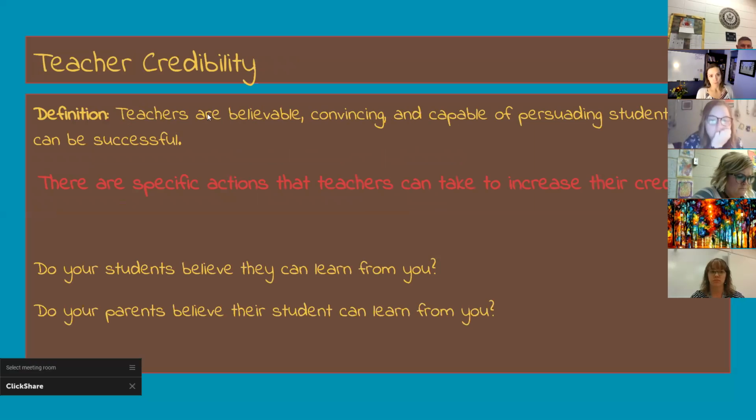Okay, teacher credibility. If any of you are familiar with the distance learning playbook, the work of Fisher, Fry, and Hattie, it really emphasizes teacher credibility as one of the pieces. It means that our teachers are believable, credible, and capable of persuading students that they can be successful, right? And if you read that and think, darn tootin', that's just why we got into this, that all students can learn. So what are some specific actions to take to increase your credibility?